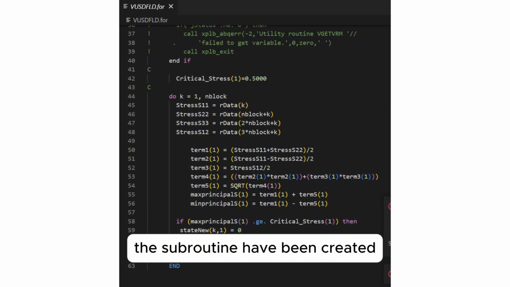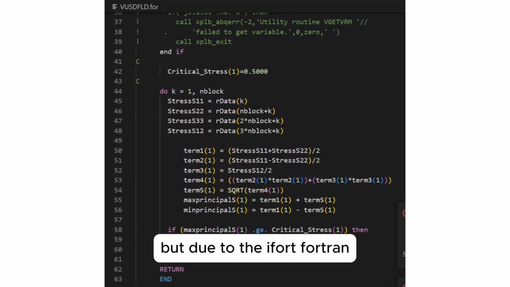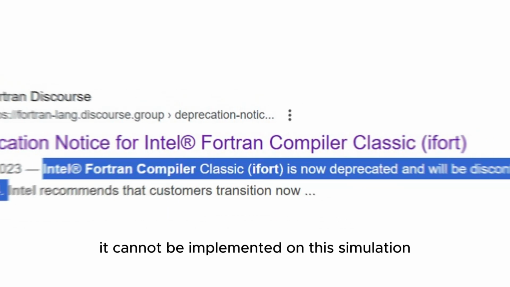The subroutine has been created, but due to the effort required and compiler discontinuation, it cannot be implemented on this simulation.